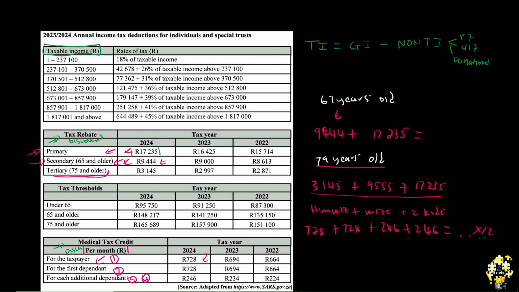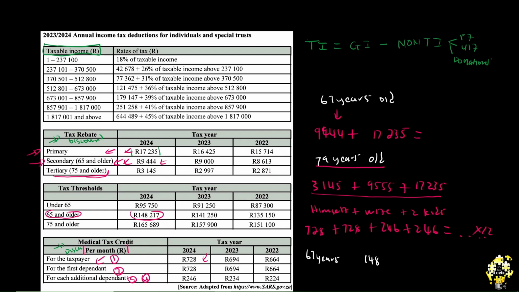Now let's also show you what I was saying with regards to tax threshold. Remember, it is the maximum amount that a person can earn before they start paying tax. A person who is 65 years and older, do you see that the tax threshold for 2024 is 148,217? What does this mean? It means that for a person who is 65 years and older, let's say that this individual person is 67 years old, because they still fall within that category.